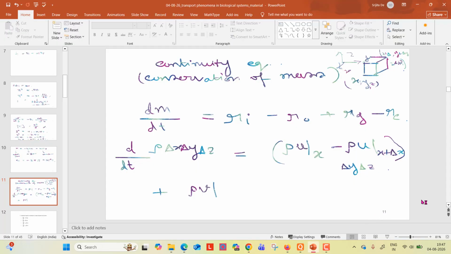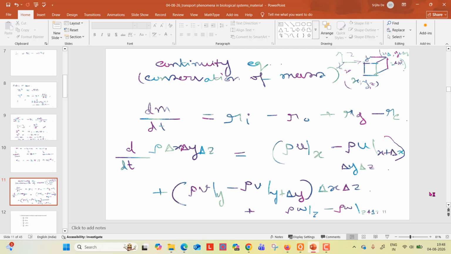So it will be rho v y at y minus rho v y at y plus delta y, into the delta x delta z plane, plus for the z direction it will be rho w at z minus rho w at z plus delta z, into the delta x into delta y plane, right? We are calculating this for a fluid system. Then we will come to the reaction system also.